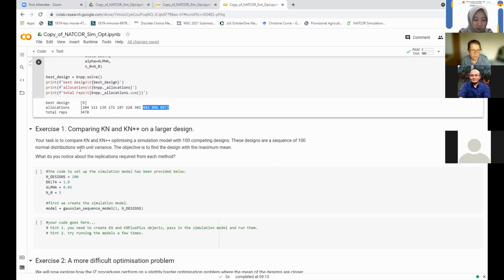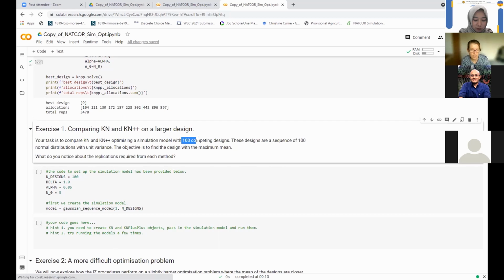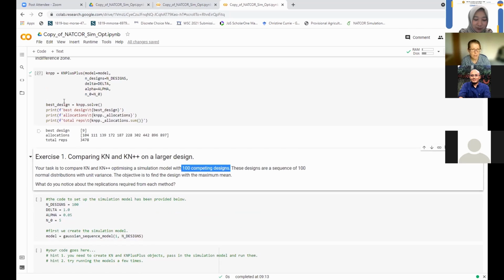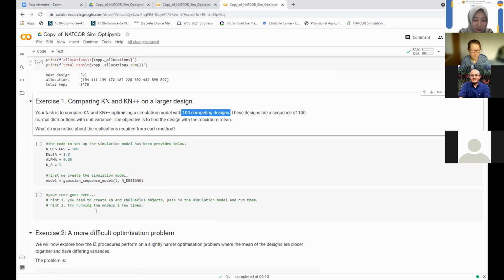But what the exercise is doing is looking at a simulation model that this time has 100 competing designs, and finding the design with the maximum, the highest mean. And so you can then look at what do you notice about the replications required from each method. So the first part is just setting up the model. When you get to the next part, you need to create these KN and KN++ objects, just like we did up here, and write those in. So this is forcing you in some ways to write the code for yourself and remember how to run it.